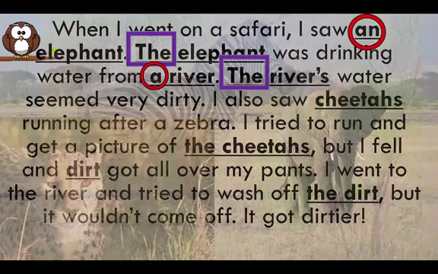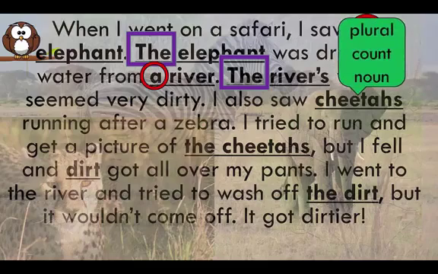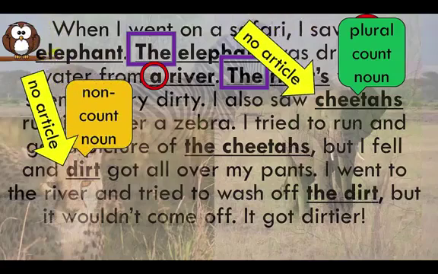In the example, elephant and river are singular count nouns. I also used a plural count noun, cheetahs, and a non-count noun, dirt. For both, there are no articles. However, with second mention, I still add the.